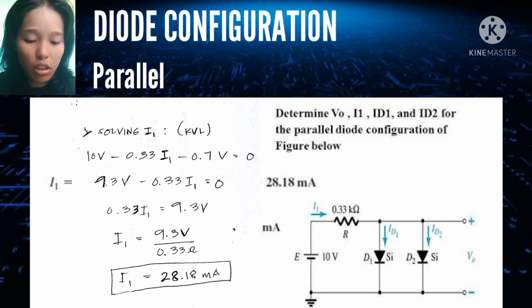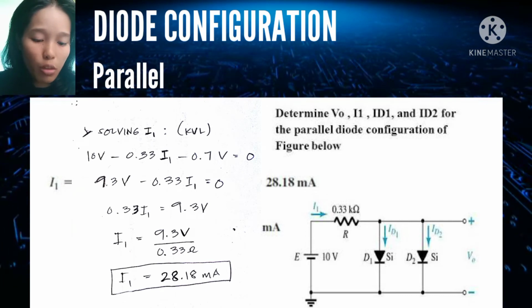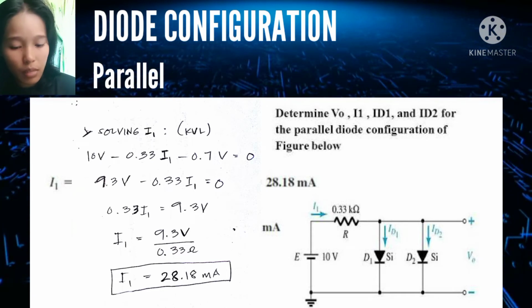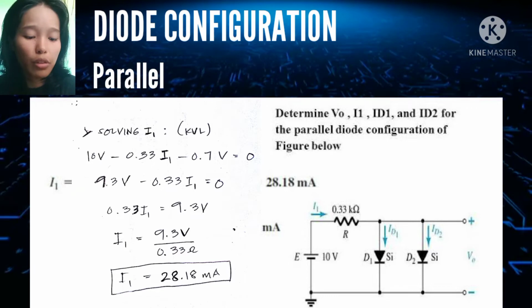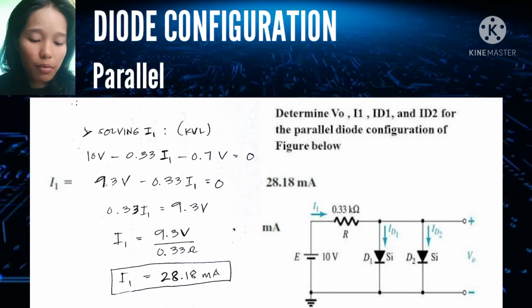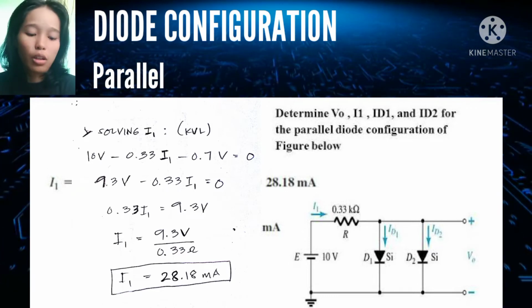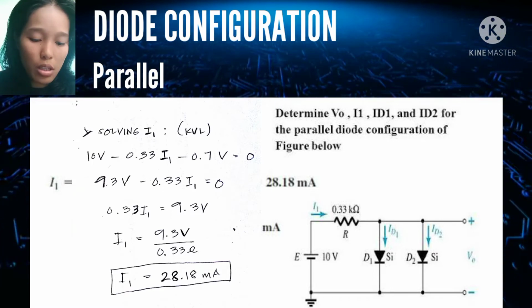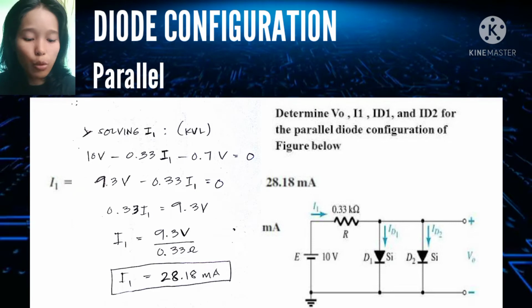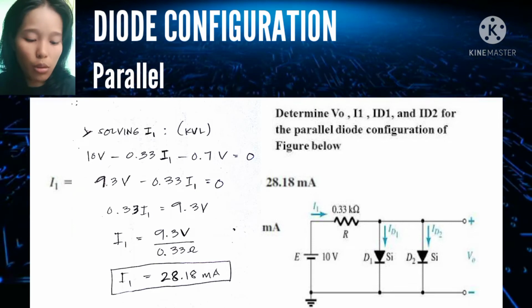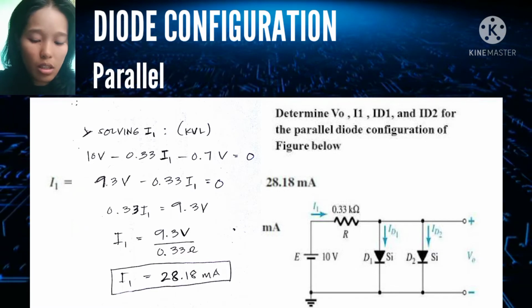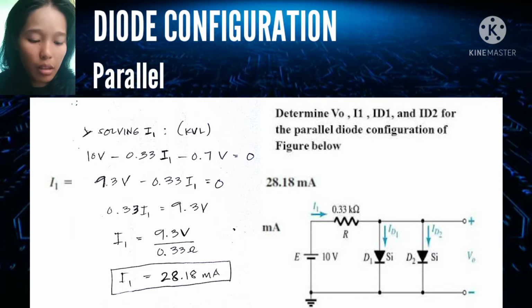And to continue, 9.3 volts minus 0.33 times I1 equals 0. 0.33 I1 equals 9.3 volts. And let's divide all with 0.33. So therefore our I1 is equal to 9.3 volts divided by 0.33, which is equal to 28.18 milliamperes. So our I1 is equal to 28.18 milliamperes.